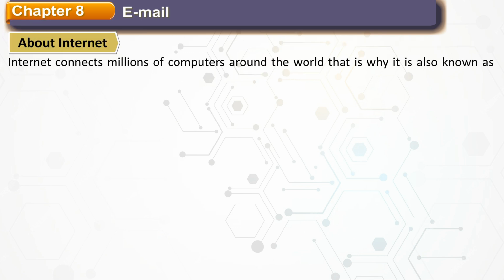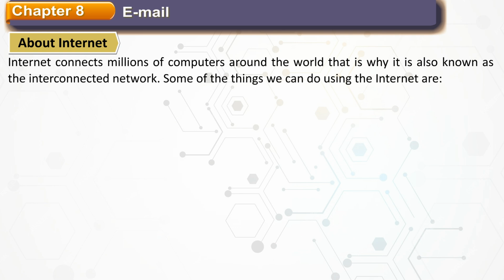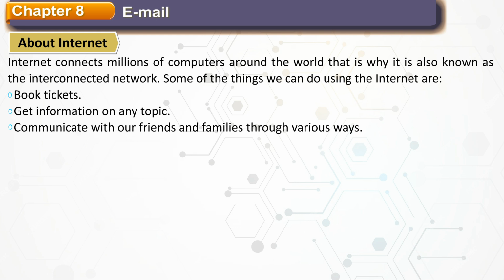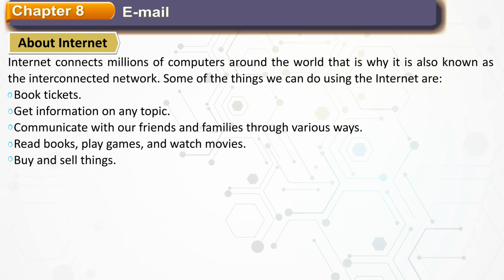About Internet. Internet connects millions of computers around the world. That is why it is also known as the interconnected network. Some of the things we can do using the Internet are book tickets, get information on any topic, communicate with our friends and families through various ways, read books, play games, and watch movies, buy and sell things, pay our bills.